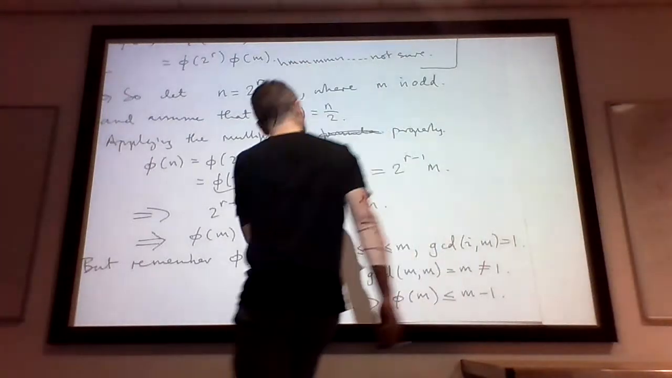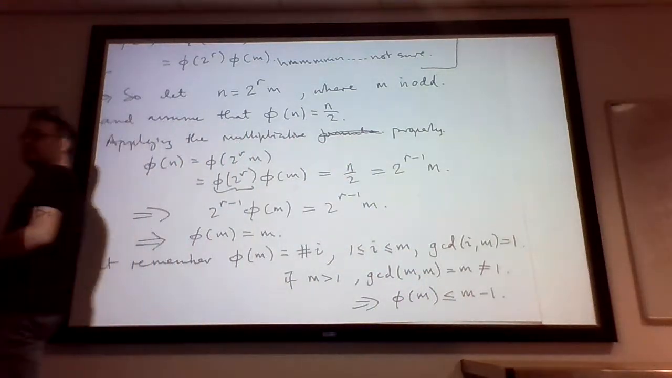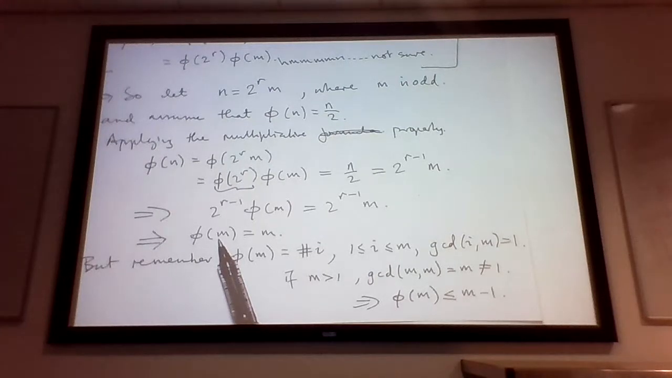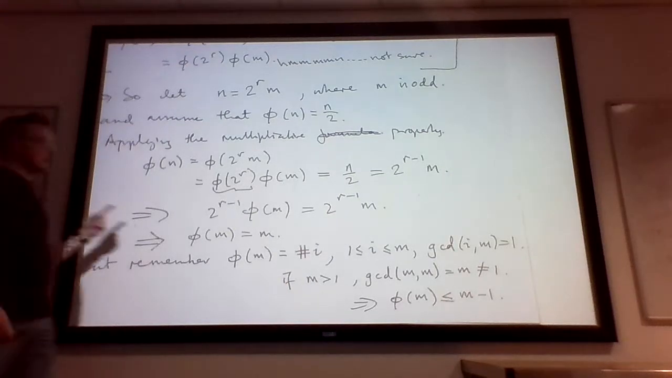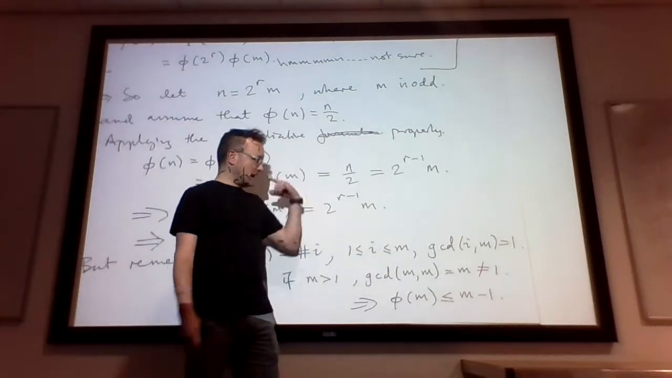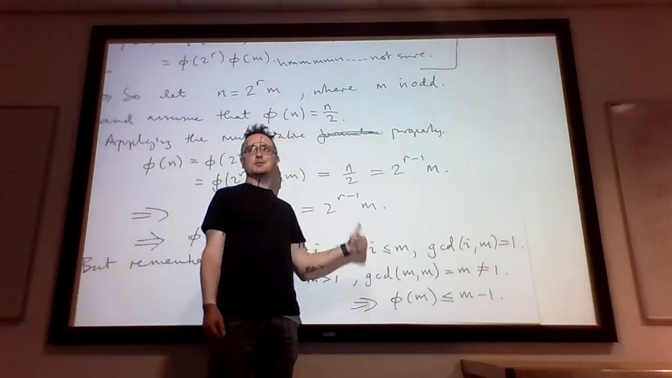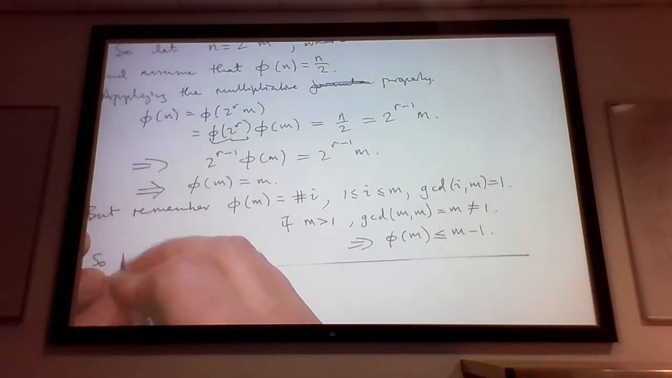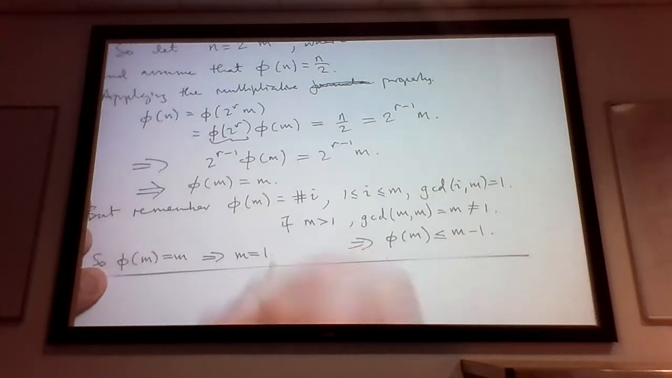So if n is strictly bigger than 1, the most that phi of n can be is n minus 1. So the only time that phi of n is equal to n is for that special uninteresting case of the number 1. For n equals 1, how many numbers between 1 and 1 are co-prime to 1 is just 1, namely 1. Nothing much going on there. So phi of n being equal to m implies that m is 1.